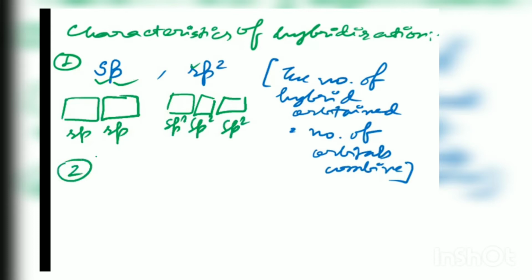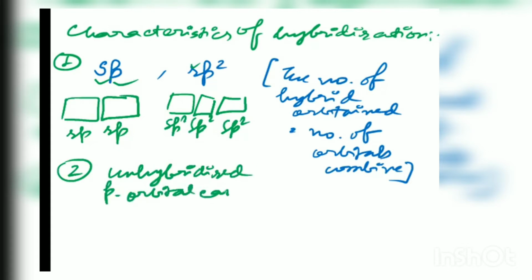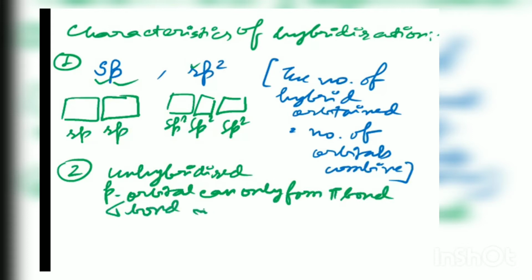The second characteristic is that the unhybridized p orbital can only form a pi bond, and sigma bonds are formed by hybrid orbitals. Okay.